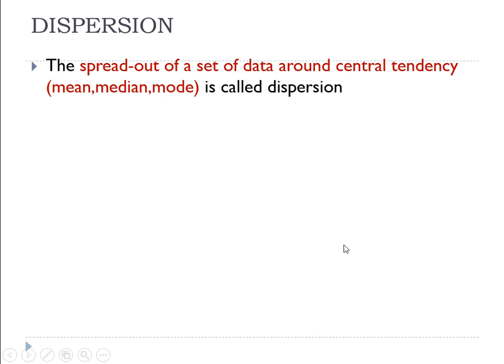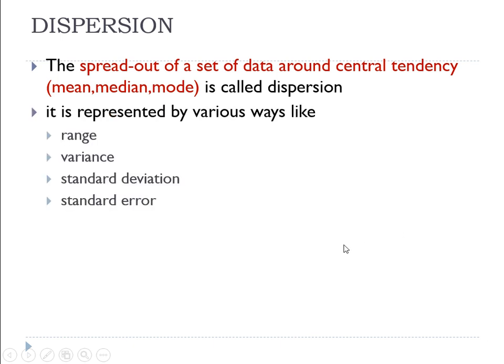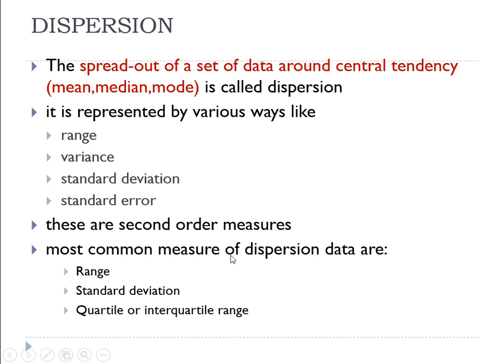Now coming to the next concept, dispersion. This is all about the spread. How is the spread of the data around the central tendency? What is central tendency? Mean, median, mode. So how is the spread of data around the mean, median, mode? That is nothing but dispersion. Here we have four concepts in dispersion: range, variance, standard deviation, and standard error. We call these second order measures. Mean, median, mode are called first order measures. Range, variance, standard deviation, standard error are called second order measures. These are the most common measures we normally use for measuring the dispersion of data.